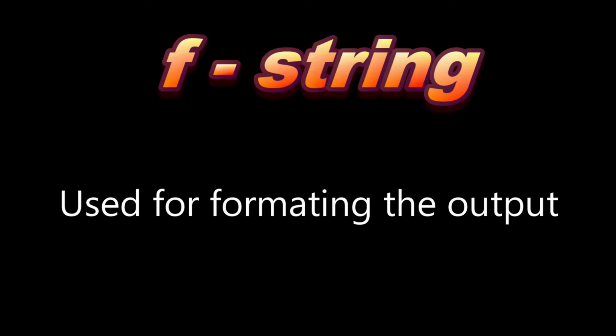Welcome to Logical Resonance. In this video, we will see F-string. It is used for formatting the output. F-string is the most powerful weapon in Python. All the programs need F-string to print the output on the screen.